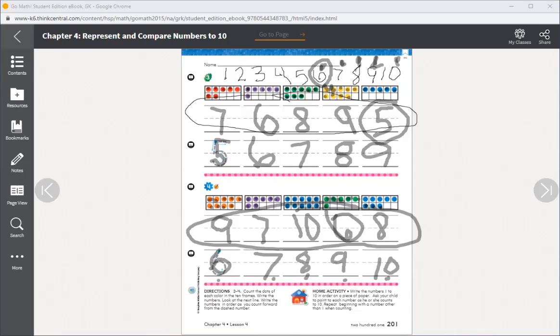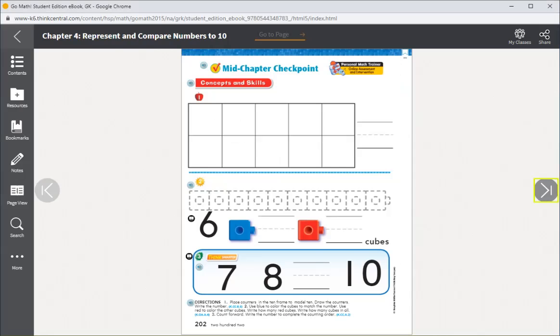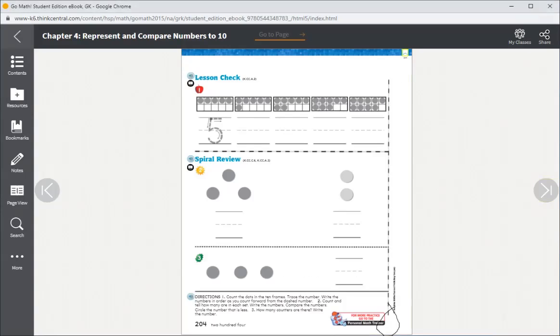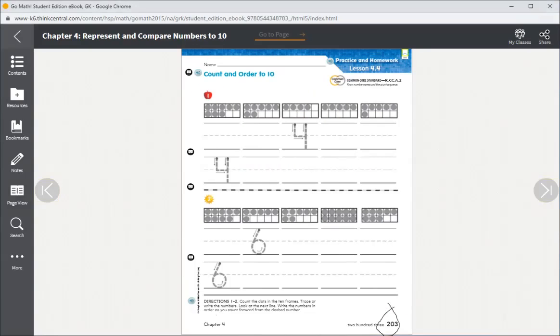All right, we're going to go ahead and erase all this good stuff and move on. And here is your homework, okay? Page 203, which is this one right here, and page 204, which is this one right here, okay? All right, let's go over real quick. Right here, you're going to be doing the same thing we were doing, right? You're going to count how many there are in each 10 frame, write down the number. Count, write down the number.